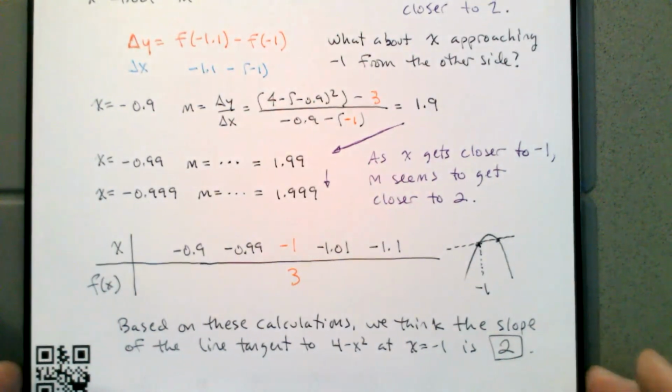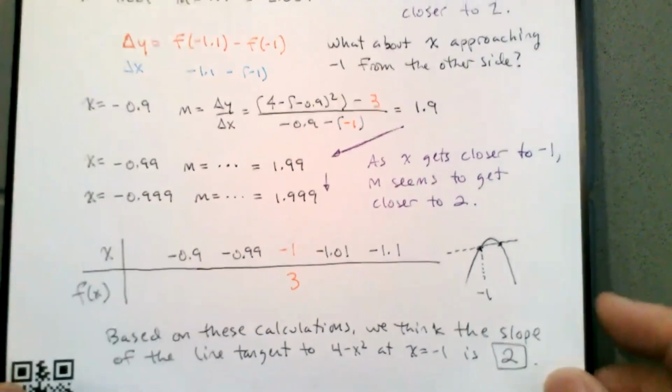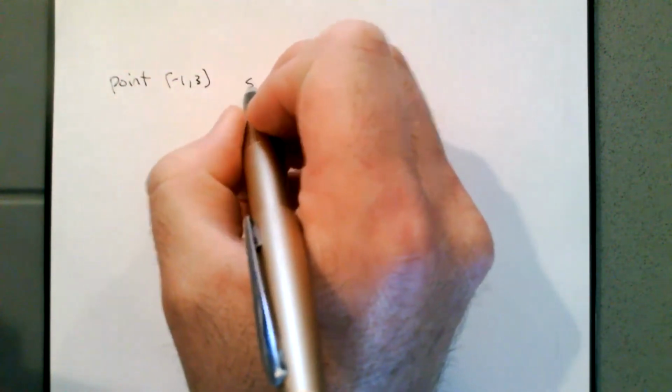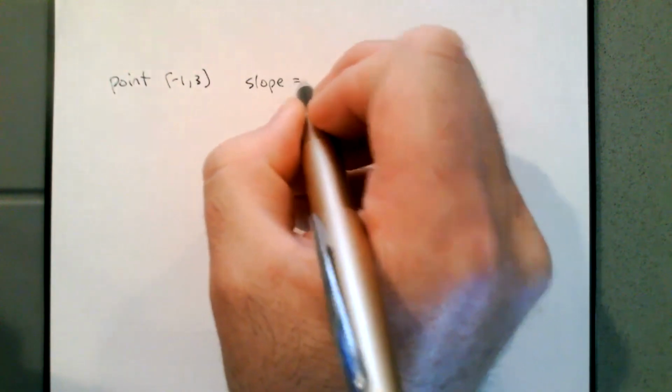So conveniently, I did not give myself enough space. We've got to turn the page. Our calculations have suggested that the slope of the line should be +2. So we have a point -1, 3, and a slope of 2.